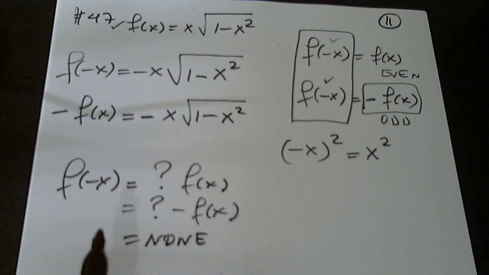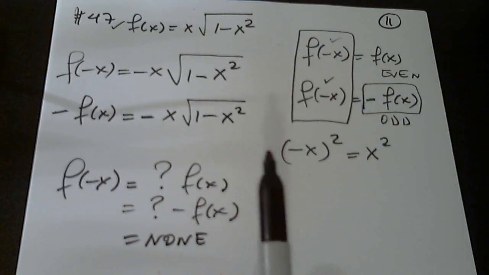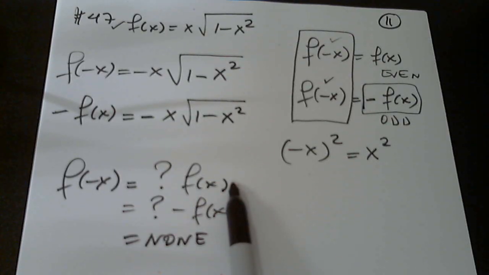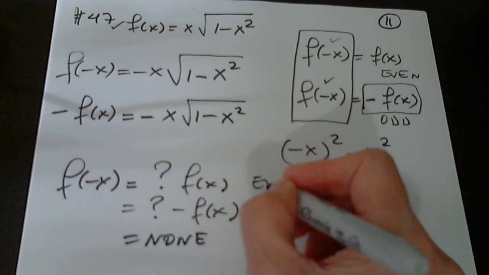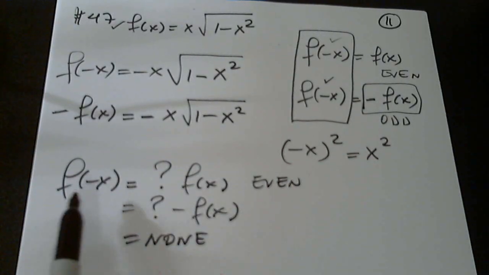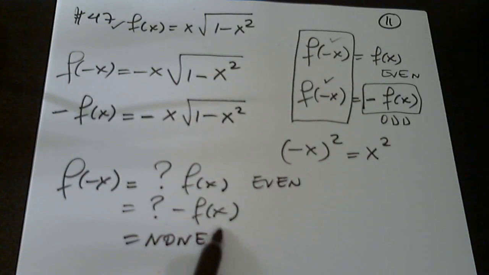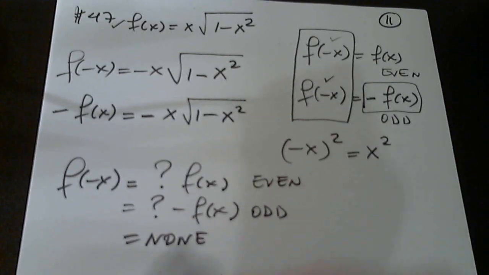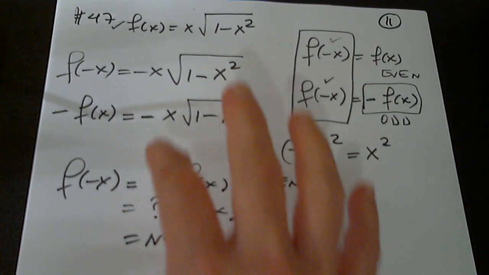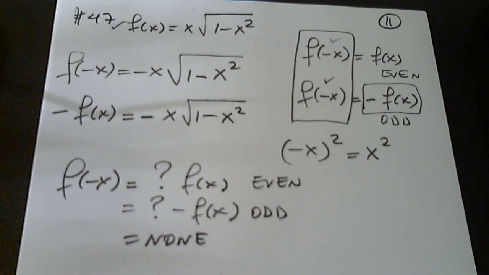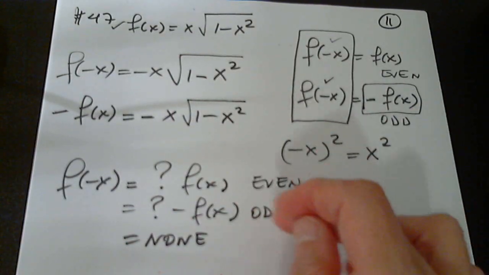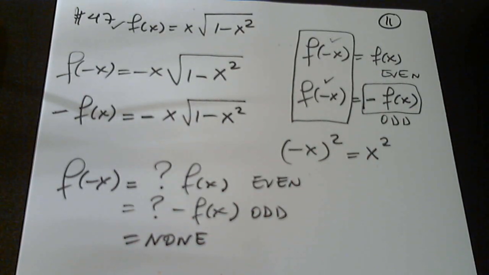From our calculations, does f of negative x equal f of x? Then I will say even. If f of negative x equals the opposite of f of x, then I will say odd. Only one of these three questions has a yes. The other two are no. That's always the case. And now we have to choose. Is it even? Is it odd? Is it none of the above, meaning not symmetric?